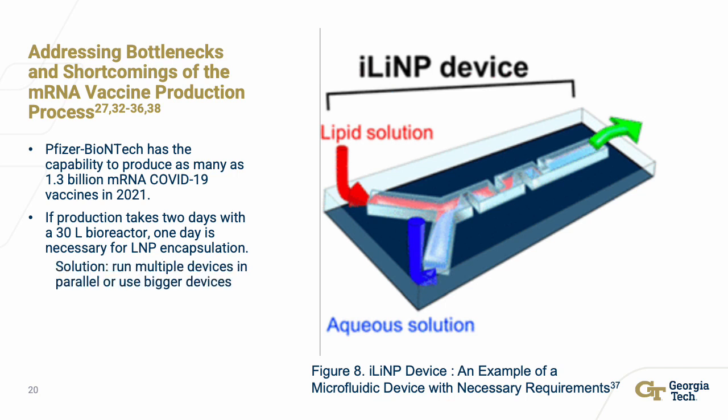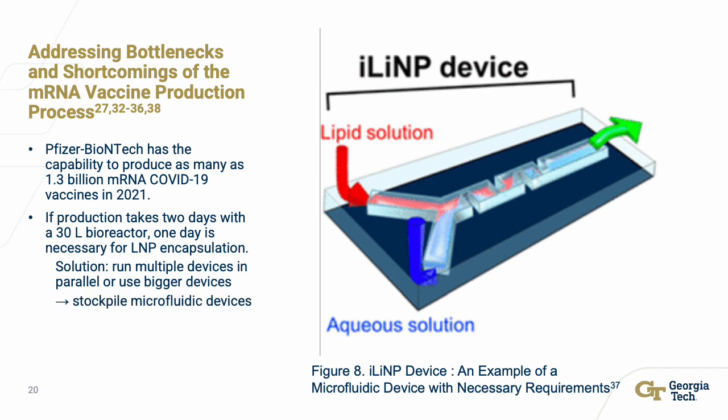In order to alleviate this bottleneck, multiple microfluidic devices can be run in parallel, or a larger device could be chosen. It could be wiser to run multiple devices instead of upgrading every device in the production process to a larger size, as it would allow for adjustment to any changes in vaccine demand.